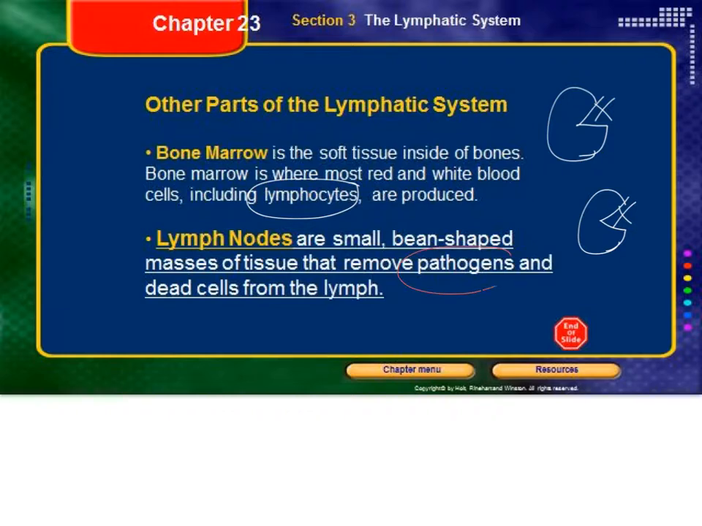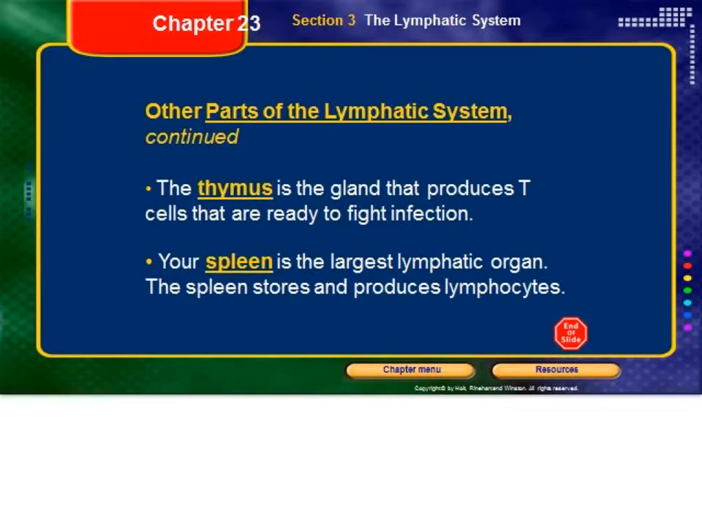This word pathogens, do you guys know what that means? Like, disease type thing? It could be something that causes disease or infection. Yeah, it could be bacteria or viruses, any type of foreign invader, any bad guy, anything that's not supposed to be there. Right, other parts of the lymphatic system, there's the thymus and the spleen.